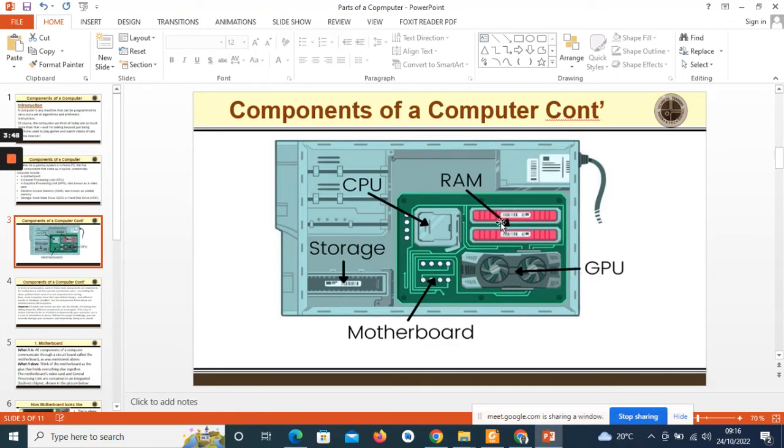Then we have the slots for RAM. So those are the main sections of the main components. Now let us discuss each and every one of them at a time.